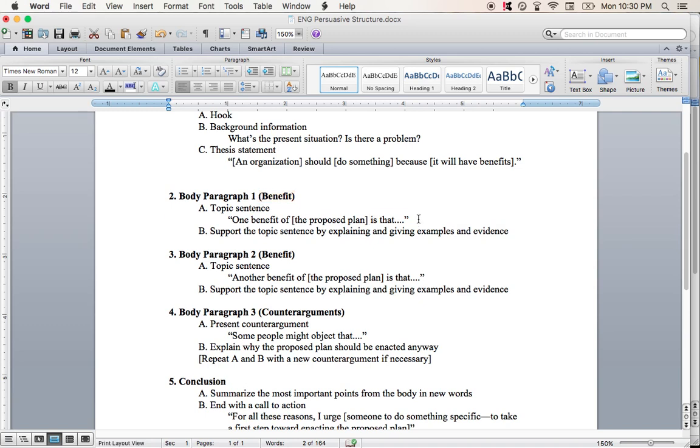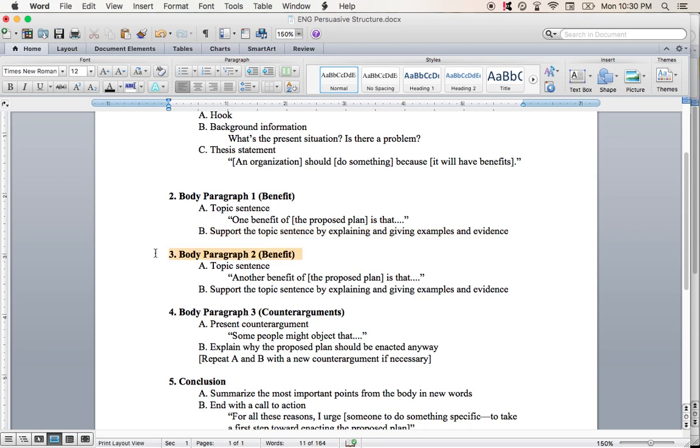So you could have a topic sentence that says something like, one benefit of my plan, one benefit of JVS offering this new class is that, and then you're going to just briefly state what the benefit is, right? And then after that, you're going to support the topic sentence and make your reader believe what you just said about the benefit by explaining more, giving examples, giving evidence that really convinces the reader that, yes, if we carry out this plan, it will have these benefits, okay?